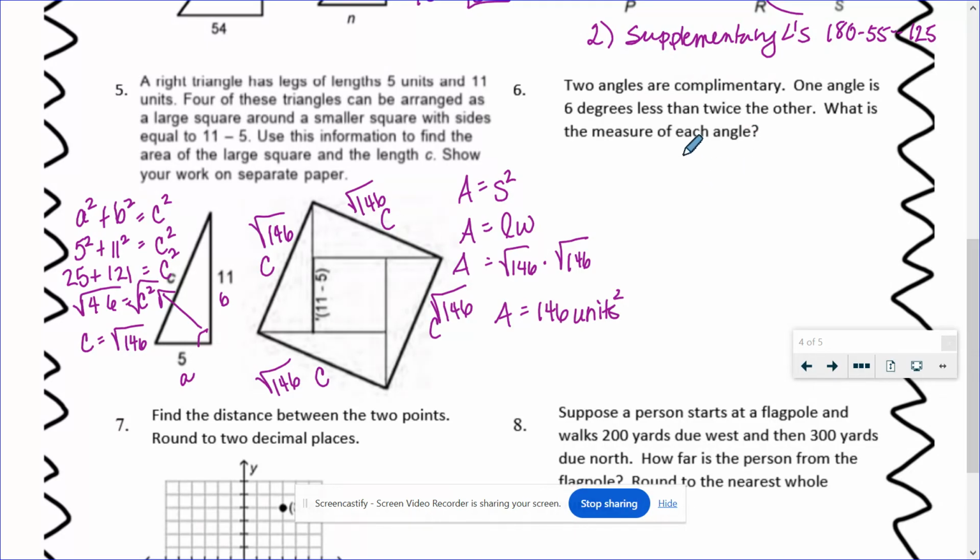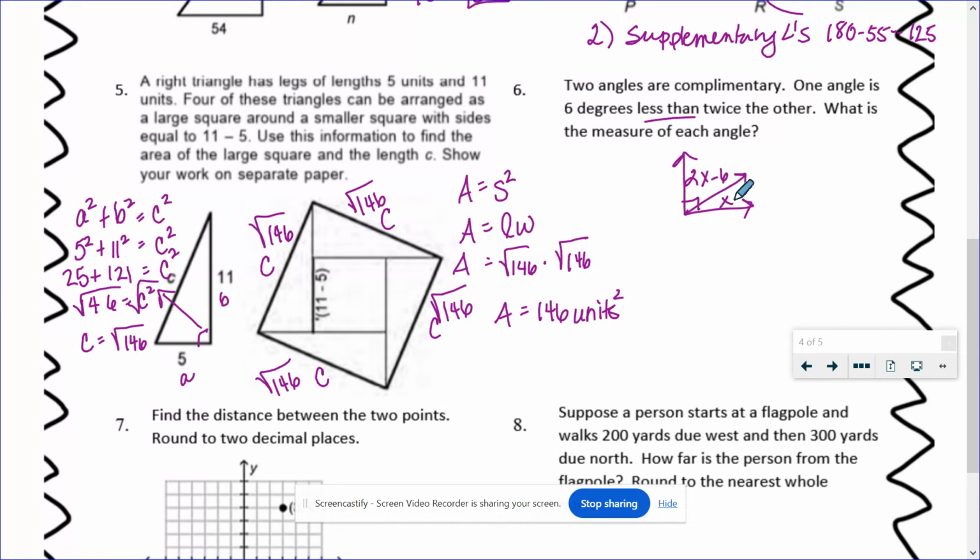Two angles are complementary. All right, so let's sketch it. Here's my complementary angles. Remember, it's always the right thing to do to complement somebody, so it's a right angle. One angle is 6 degrees less than twice the other. So 2x minus 6, because less than always reverses the way that it's written. What's the measure of each angle?